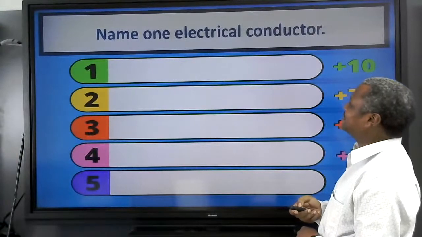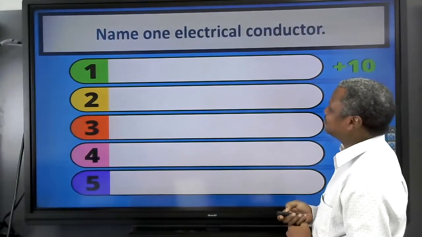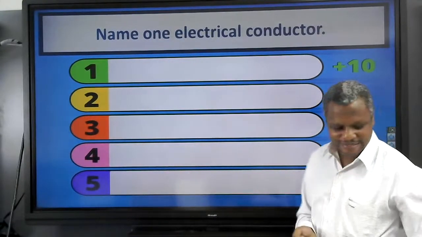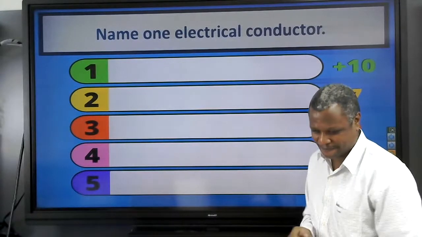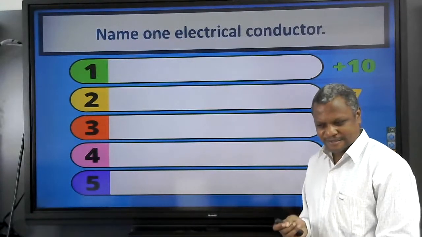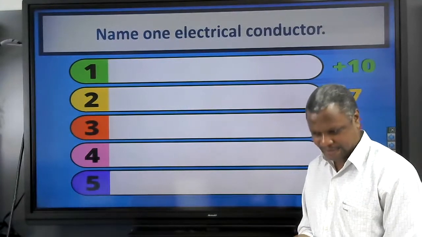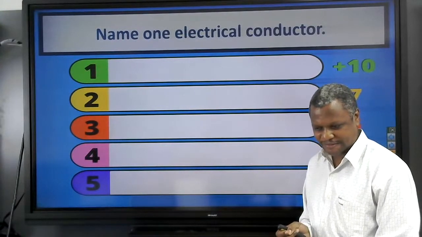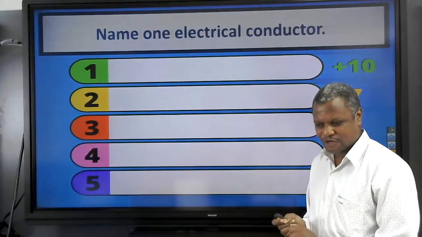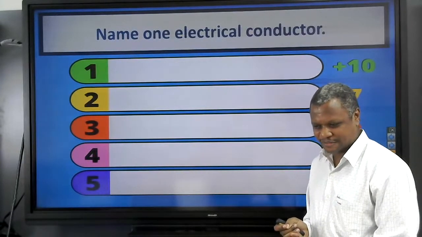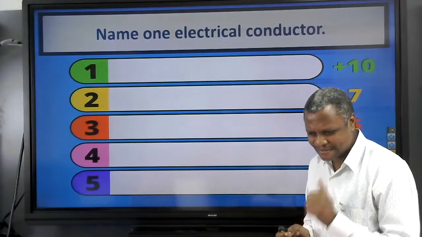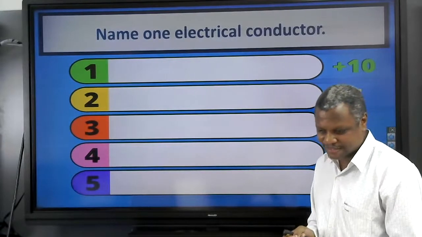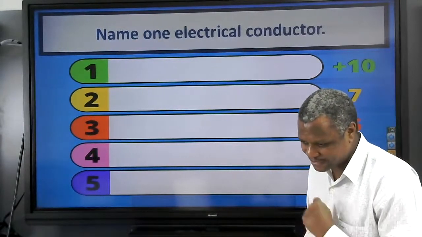Name one electrical conductor. This is one of the easiest questions. Name one electrical conductor. And the answers should be coming straight from now. Chayapat again, 3 room 8, number 10. Correct. Silver, gold, 3 room 8, number 18, gold, correct. Copper, 3 room 1, number 43, correct. Silver, number 4, 3 room 8, iron, correct. Oh, seawater, this is 3 room 8, number 9, seawater, that's also correct.